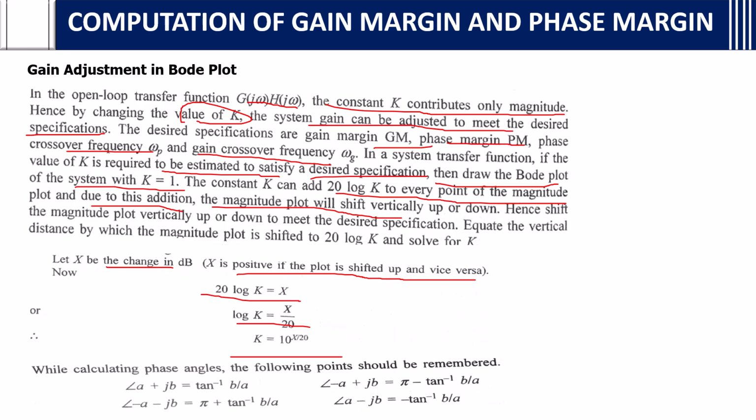While calculating the phase angles, the following points should be remembered. The angle of A plus jB is tan inverse B by A. The angle of minus A minus jB is pi plus tan inverse B by A. The angle of minus A plus jB is pi minus tan inverse B by A. And the angle of A minus jB is minus tan inverse B by A. You should know this so that you can solve for the phase angles. These are the points to remember.